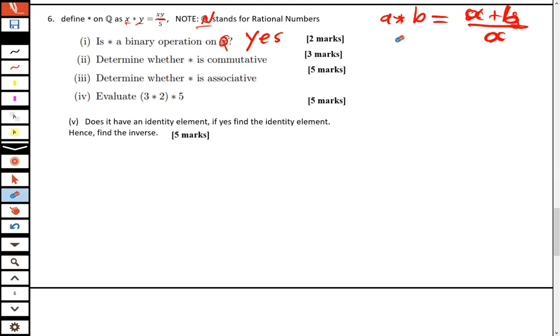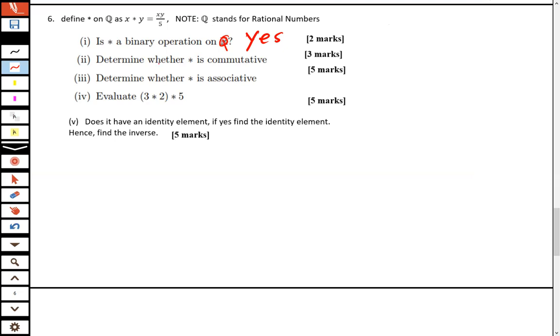So according to the question we were given, they're asking, is star a binary operation on rational numbers? The answer is yes. Here you don't have to explain anything unless they ask you to. Okay, so we move on to part B, the second part rather.